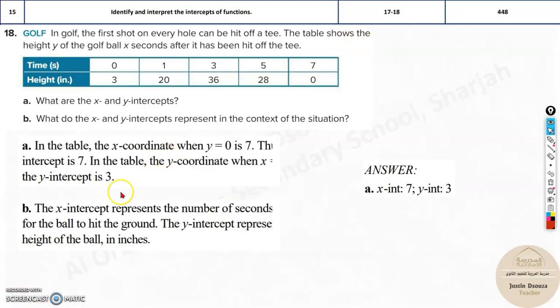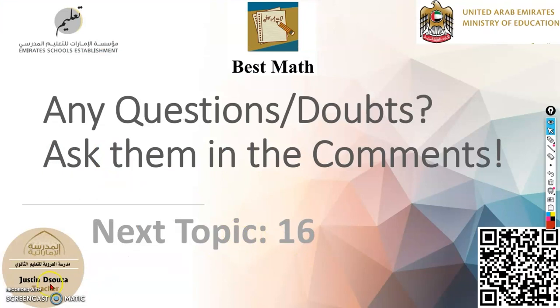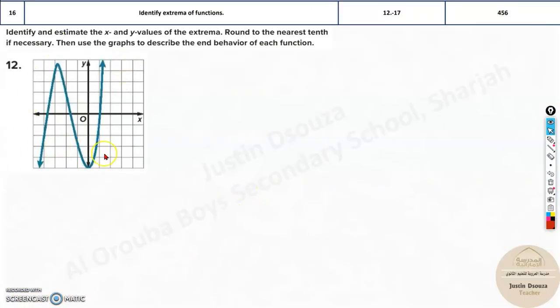And in the next section, we will move to topic number 16. Topic number 16 is about extrema of functions. Now here they have told you to estimate the extrema and then the end behavior. So instead of all the details, I'll tell you the easiest method because you will have graphs and 4 options. Just look at the graph.